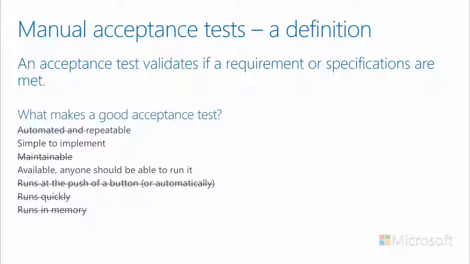Fair enough. Let's define a manual acceptance test. It's an acceptance test, and this is a pretty simple definition: it validates if requirements or specifications are met. Well, duh, wasn't that what any test does? But here's the key thing on this. I want you to remember that testing pyramid. In there, we've got this idea of an acceptance test where we're looking to see, did we meet the business need?